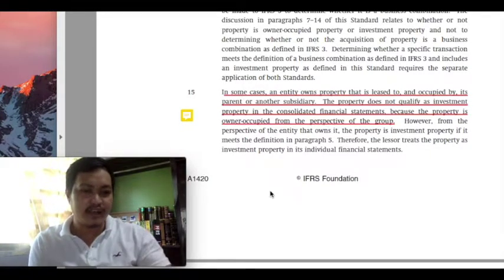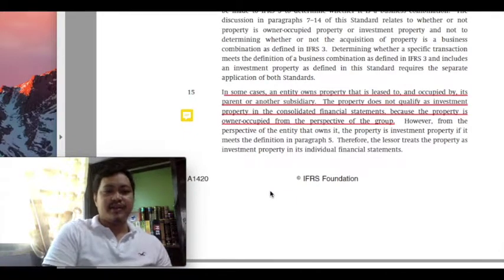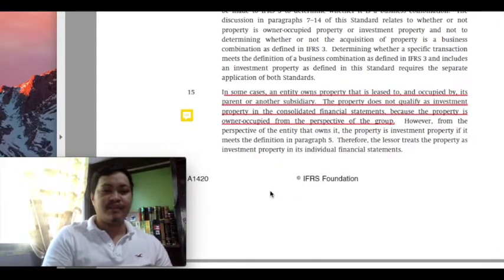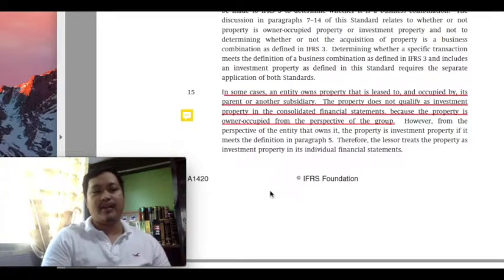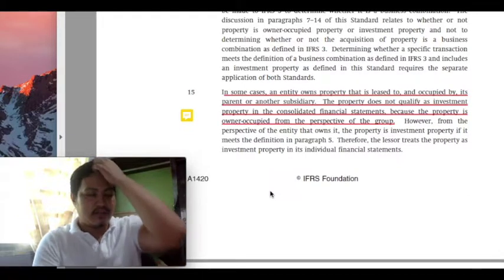Because who owns it? Consolidated entity. Who occupies it? The consolidated entity. Even though in reality it's company A and company B, in the eyes of the consolidated entity, it is both the owner and the occupant. So in the separate books of company A, it's an investment property, but in the consolidated financial statements, it will not be an investment property. That would be a source of a very tricky question, class. Many students would get that wrong. I hope you get it.